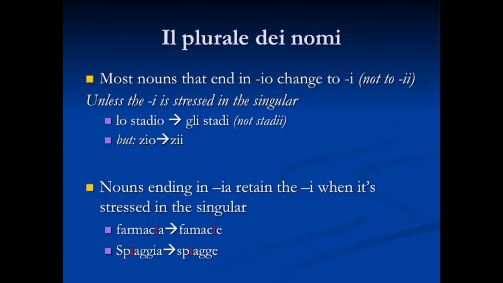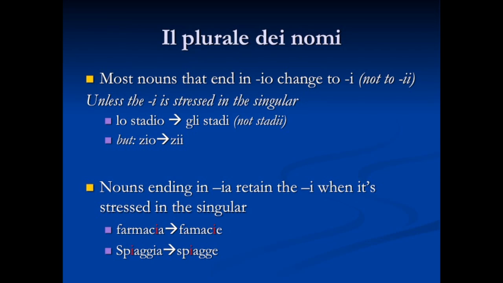Okay, andiamo avanti. Well, what else about nouns do we need to know when making them plural? One is that most nouns that end in io change to i and not ii. We don't double up the i's on these nouns. One i is sufficient enough to get that sound. The only exception would be if something is accented and we need to really emphasize that sound.